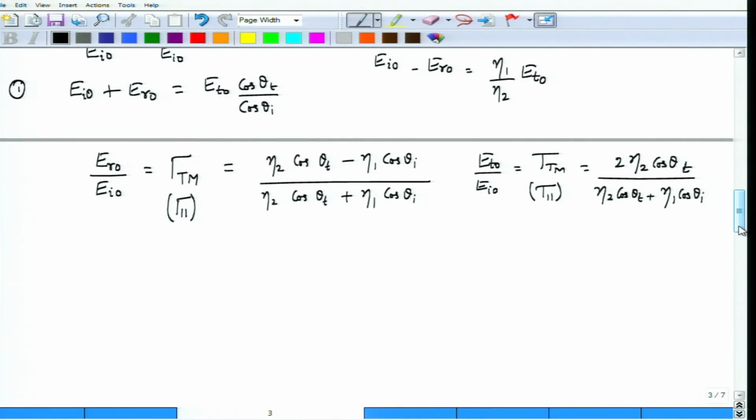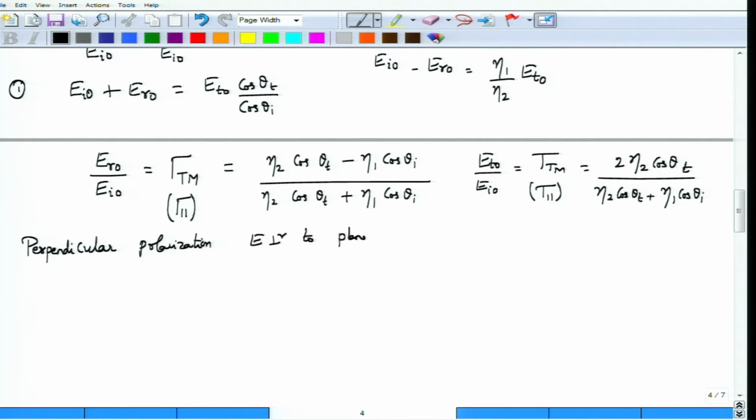Similarly, there is another situation which is called perpendicular polarization, okay. As you can clearly imagine, perpendicular polarization would be the case where the electric field is perpendicular to the plane of incidence, right. And because the electric field is perpendicular to the plane of incidence, it will be transverse to the plane of incidence, and therefore this is also called transverse electric polarization or simply TE polarization, okay. So, you have TM polarization and you have TE polarization.